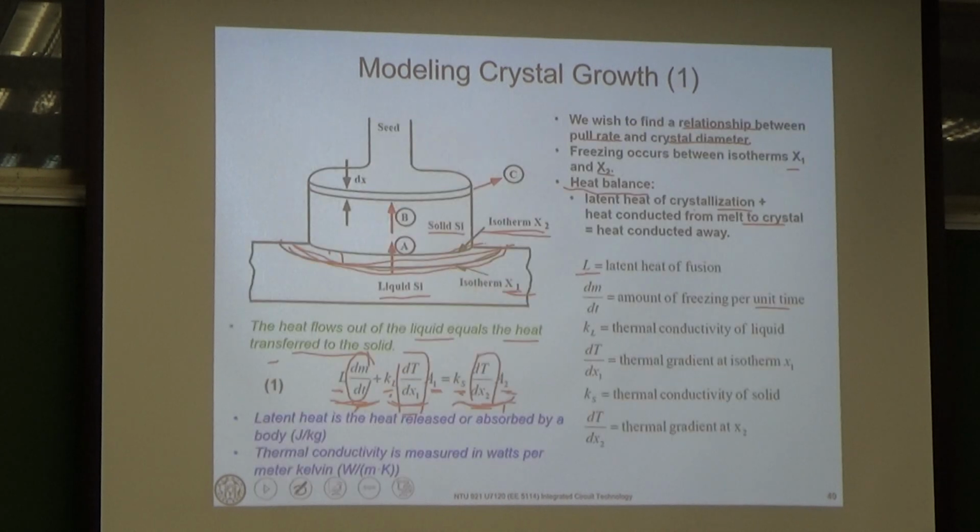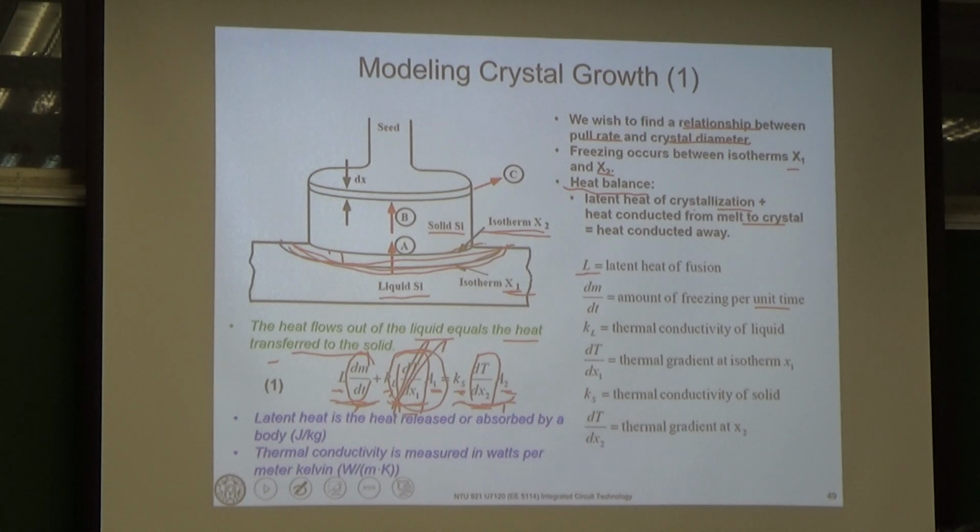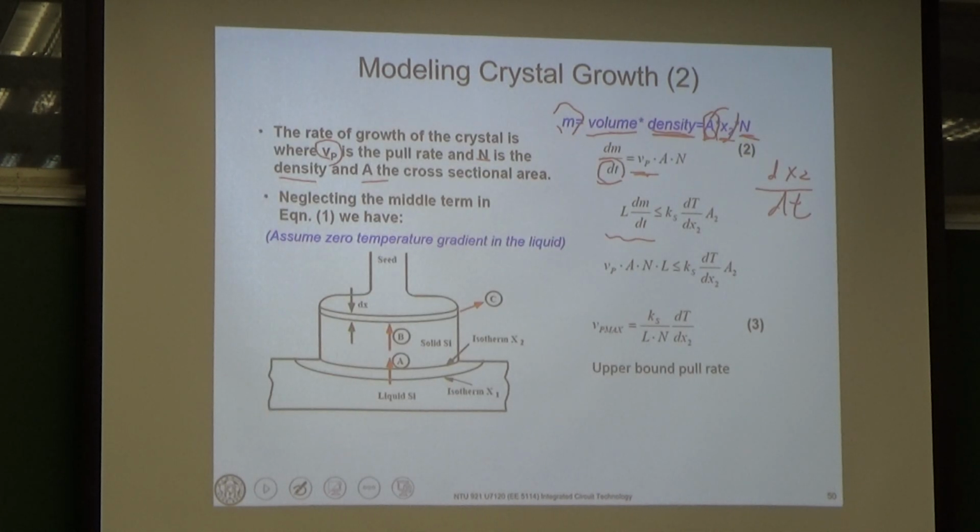In these equations, we can neglect this term, because on the liquid side of your silicon, your dT/dx is basically very, very small. So we can neglect this middle term here. So in these equations, we have two terms left. So L times dm/dt will be smaller than or equal to this term.